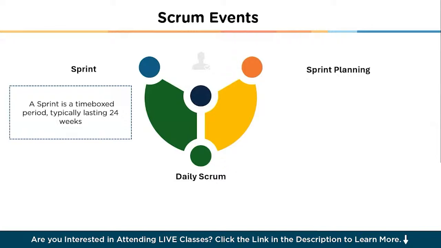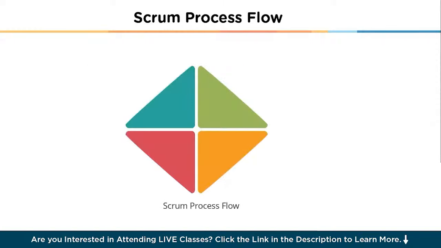If we talk about the first one, we have the sprint planning here. Here the team selects the items from the product backlog and defines the sprint goal. They break down the work into smaller tasks and create the plan for the sprint. Now guys, let us discuss the Scrum process flow. The first one that we have here is called sprint planning.